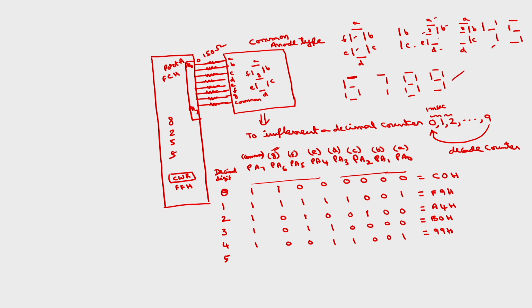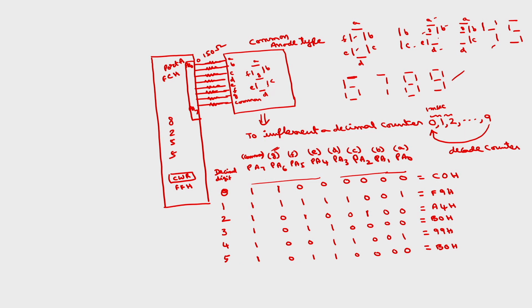Corresponding to 5, this will be 1. 5 means except F and E, F and E will be 1s, remaining all will be zeros. So, this will be 1 0 1 1 0 0 0 0, 5 is B0H.